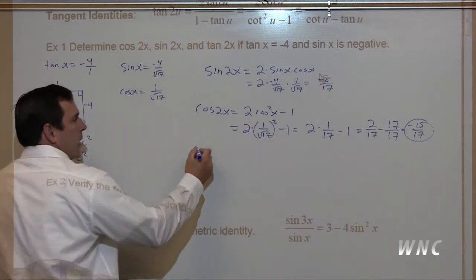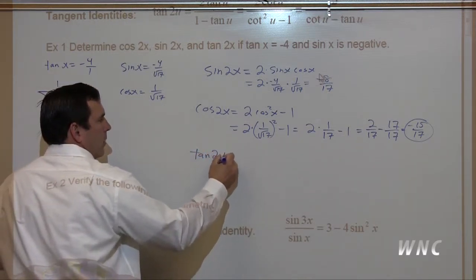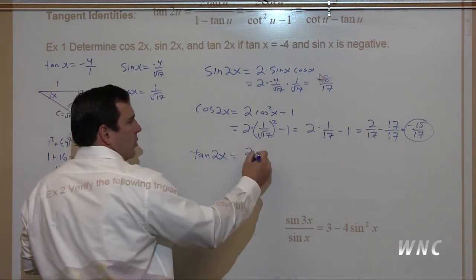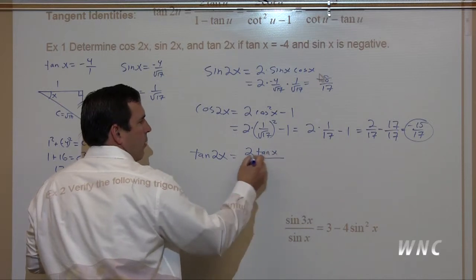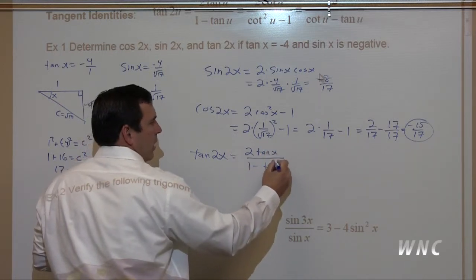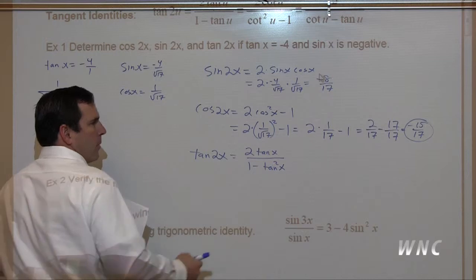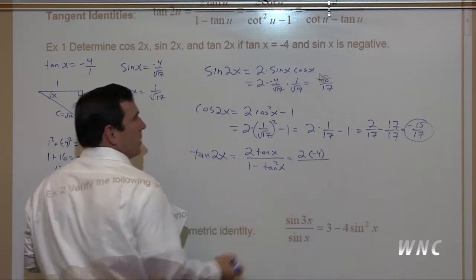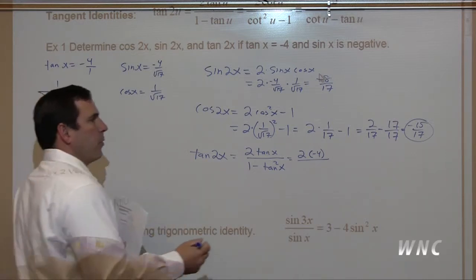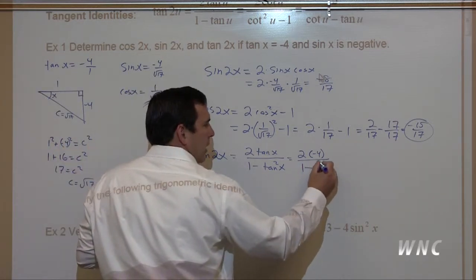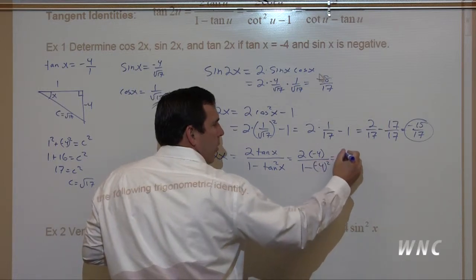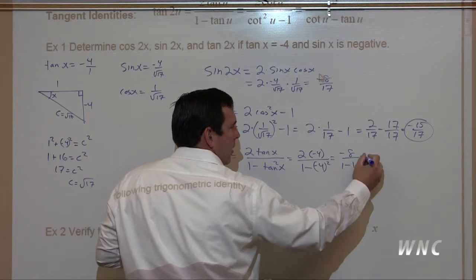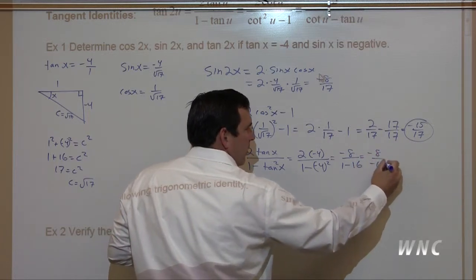And for tangent 2x, I'll use the one that had just a tangent in it, so that's going to be 2 tangent x over 1 minus tangent squared x. Tangent x is negative 4, so it's 2 times negative 4, over 1 minus negative 4 squared. Or negative 8 over 1 minus 16. Or negative 8 over negative 15.